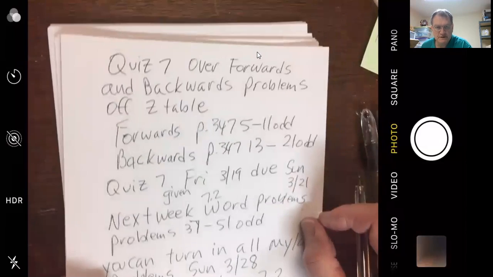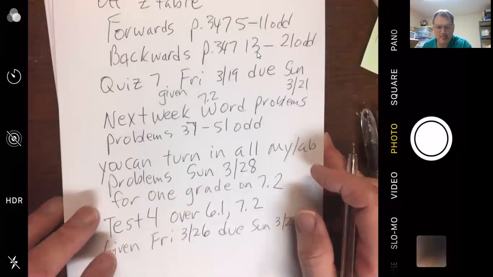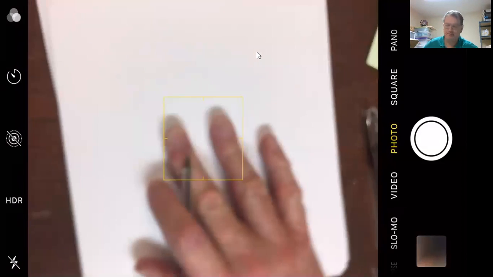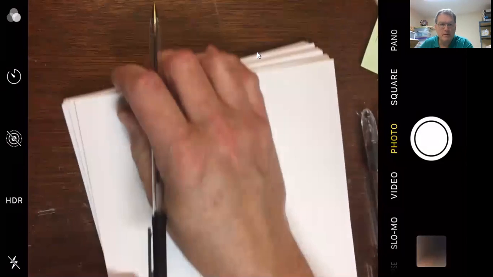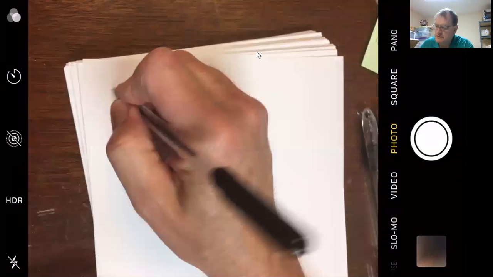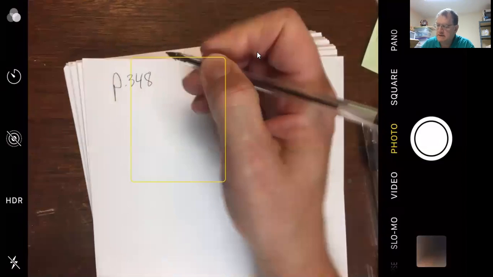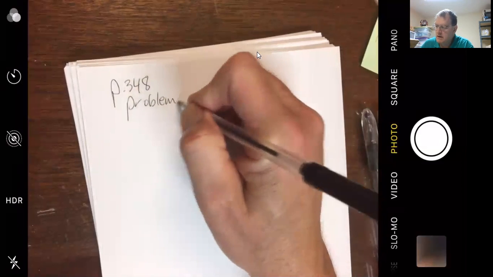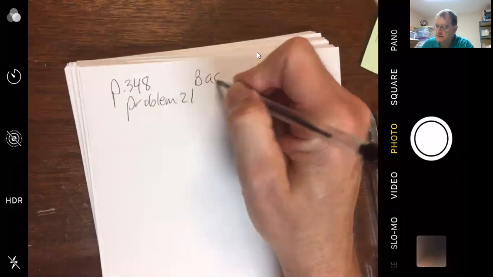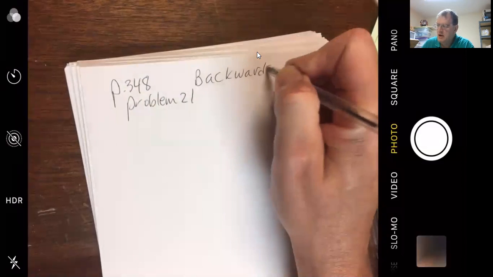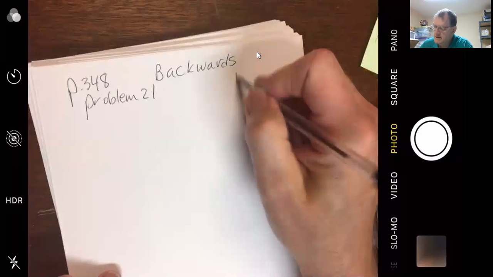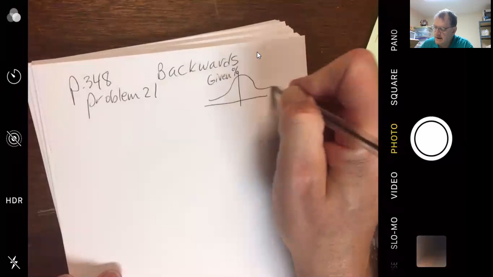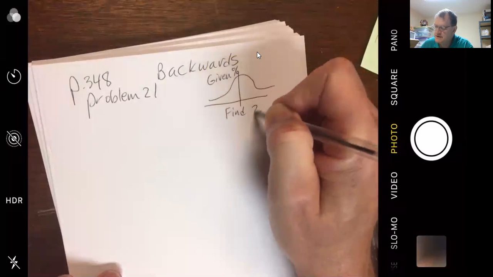All right, I hope this is as clear as Lake Lanier. Let's start in with some backwards problems. Maybe I'll work my way back through the section of problems. Page 348. And these are backwards. Hope you understand what a backwards problem is. You are given a percent, and you want to find your Z.